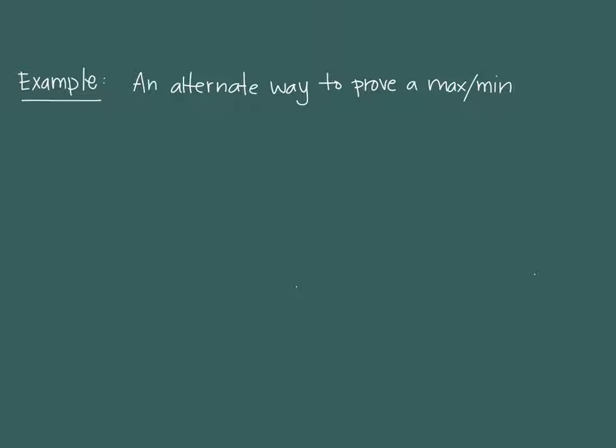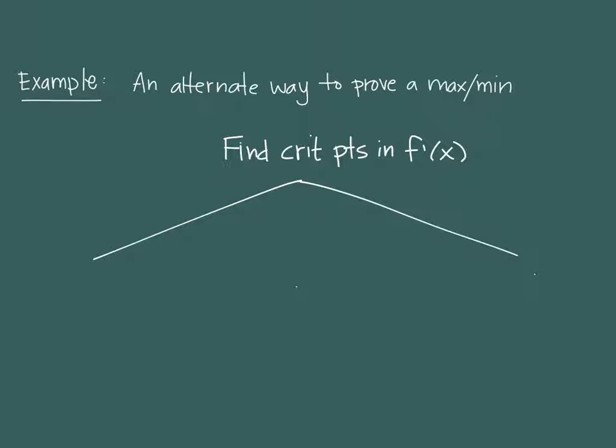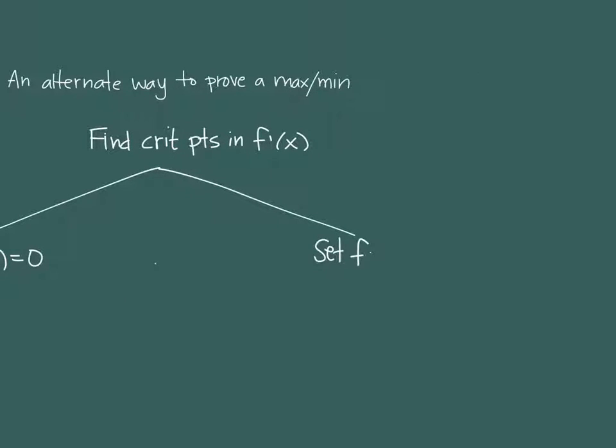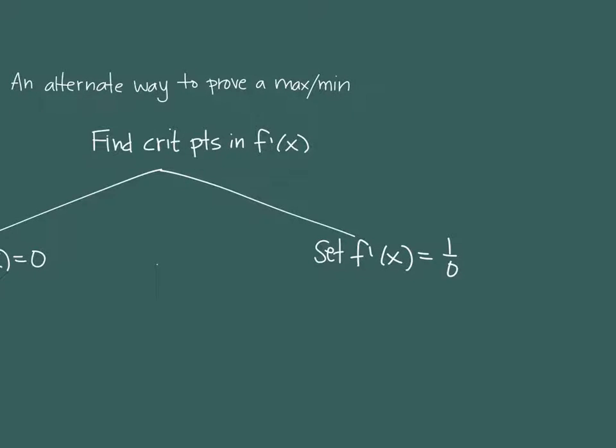Okay, so let's say that you find your critical points in the first derivative. And let's remember what those two categories are. The critical points in the first derivative, aside from the endpoints, would be: set f prime equal to 0, or set f prime equal to 1 over 0. So those are the two ways you can do it.